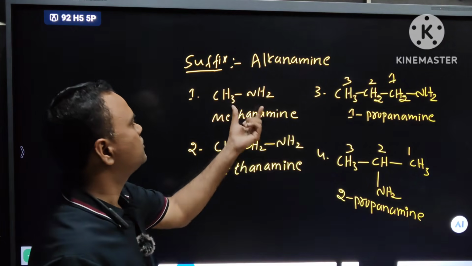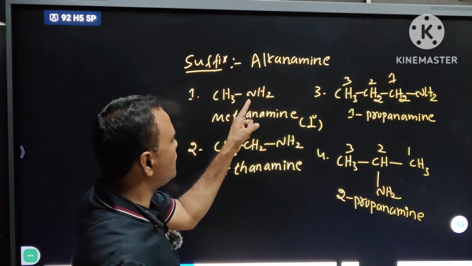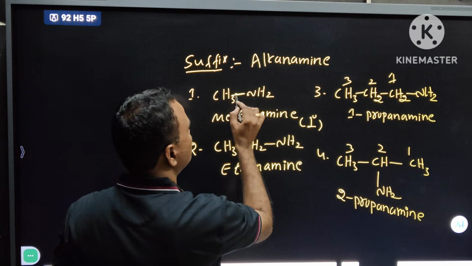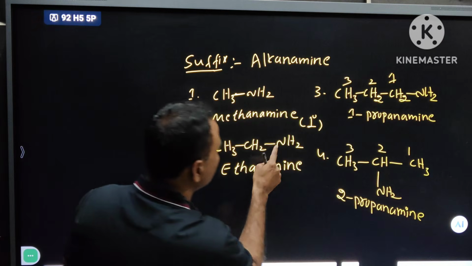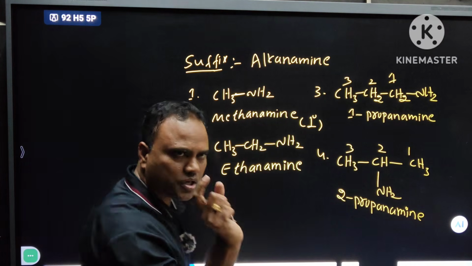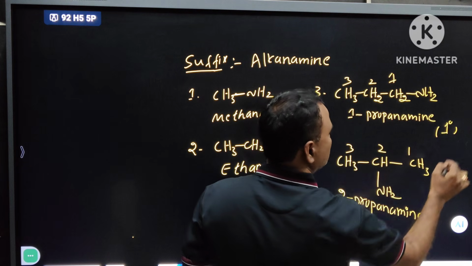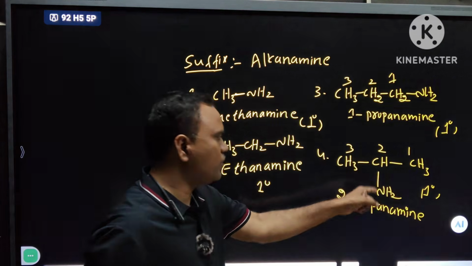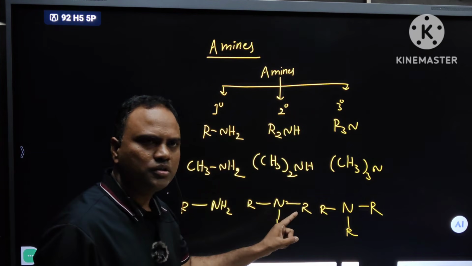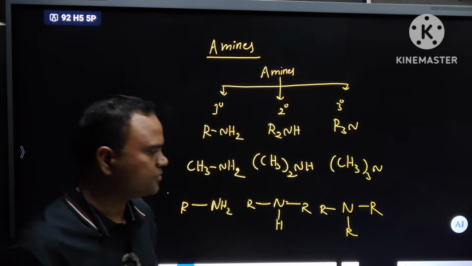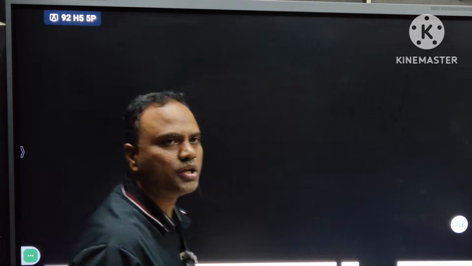Now you tell me, is this primary or not? Primary, because to the nitrogen on the left side only one line is there. Nitrogen is connected to one line only, so it is primary. One line is primary, two lines, on that side and this side, is secondary, three lines is tertiary. Remember that. Okay, now let us start secondary amines.